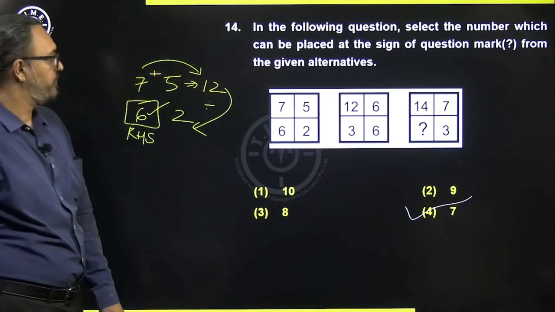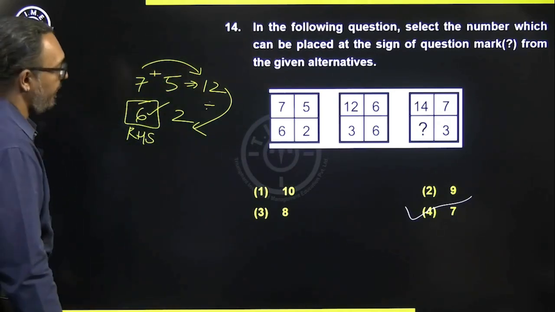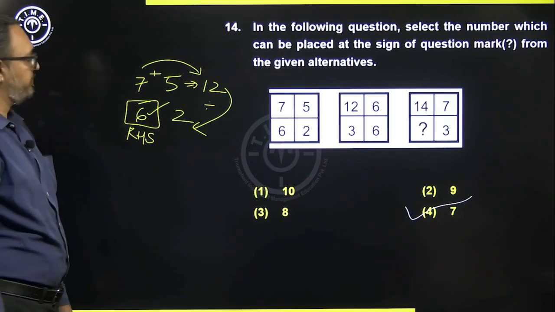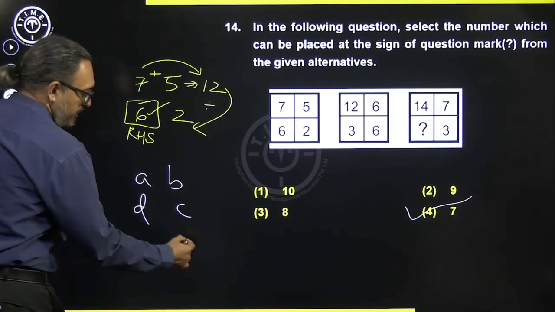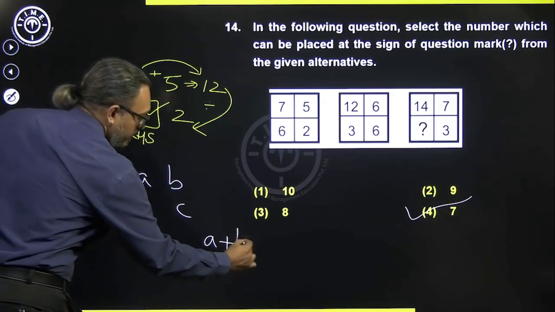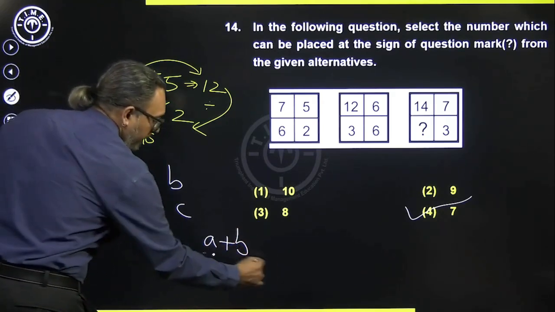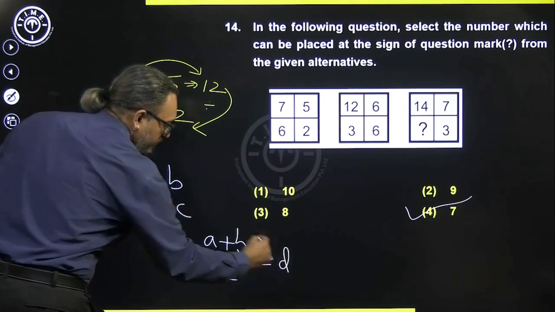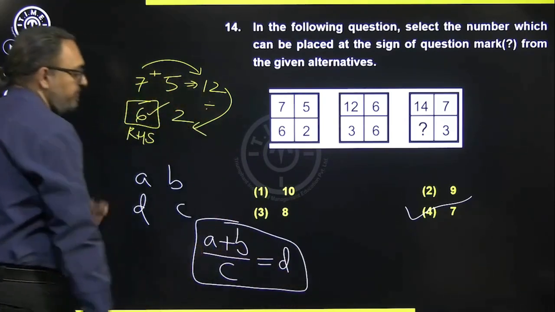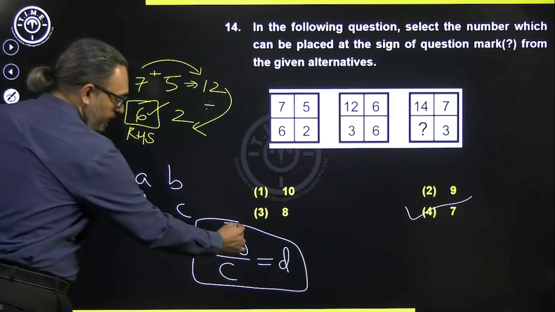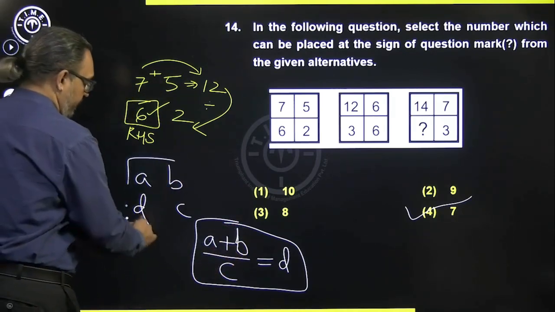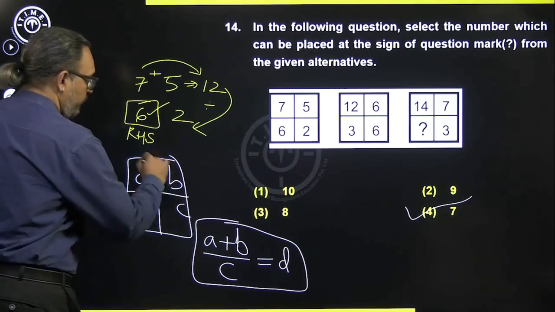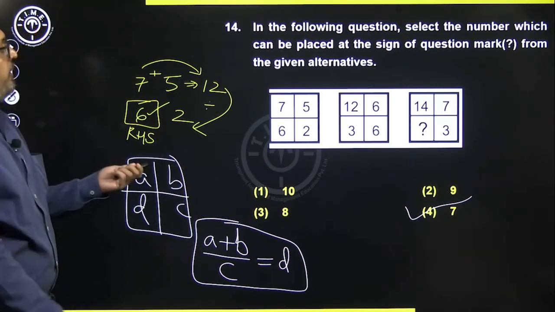fourth option, right? So when you have A, B, C, D, so basically it is A plus B then divide by C, that gives you D. That's the logic. Okay. Move in the clockwise direction. Right.